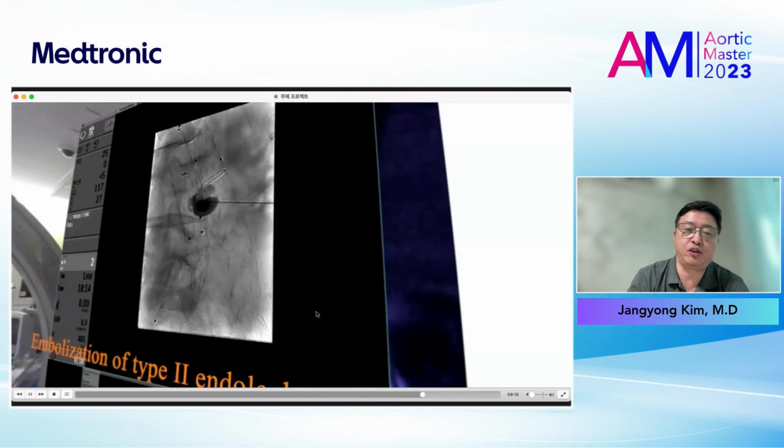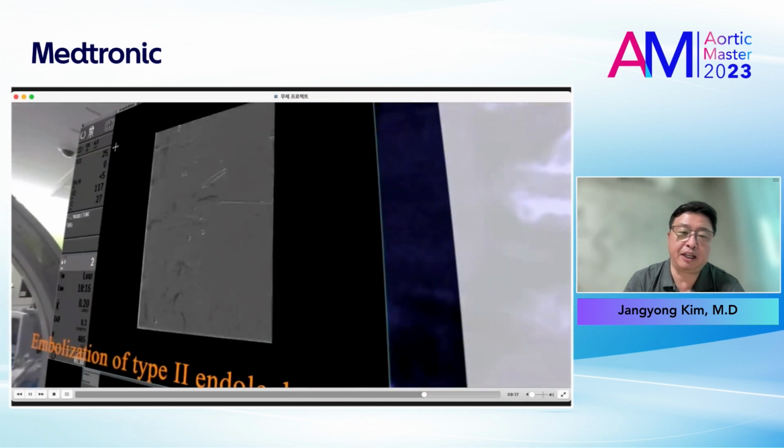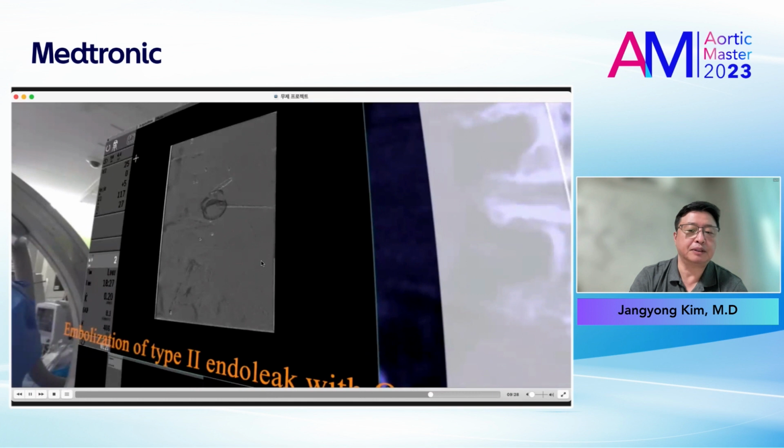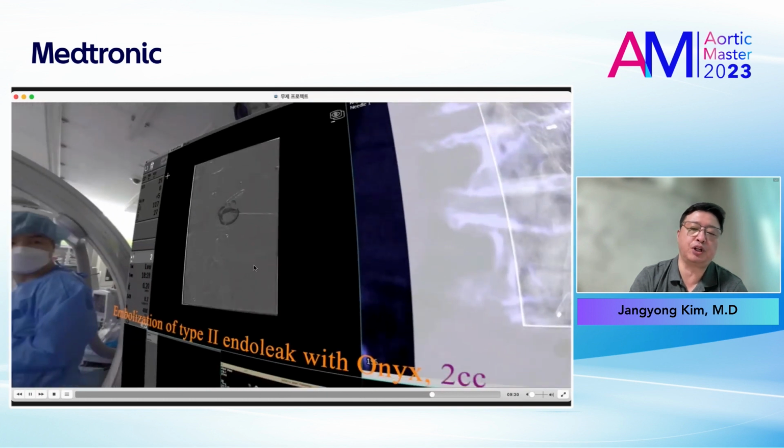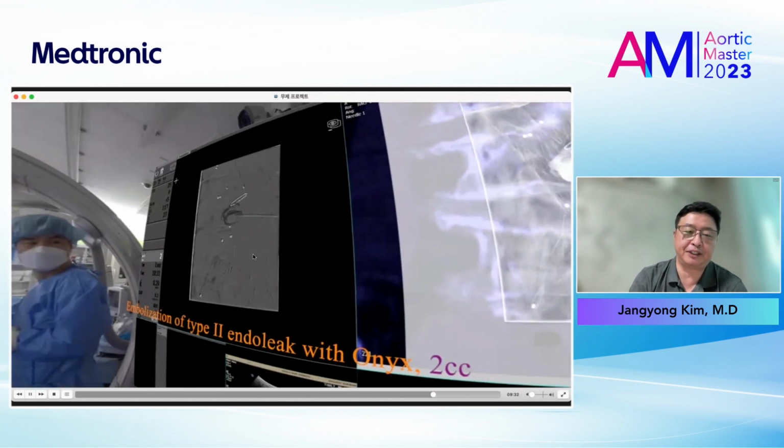And we do the angiogram. There was full blockage of the type 2 endoleak, and there was low flow on the angiogram. So we just infused 2 cc of Onyx for this session.